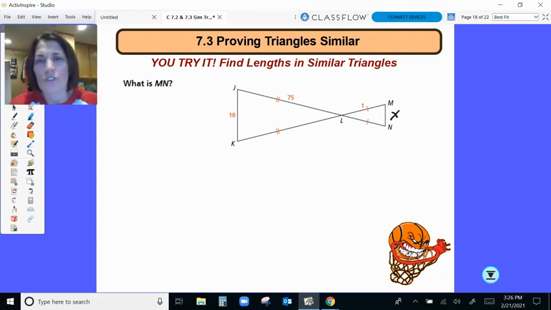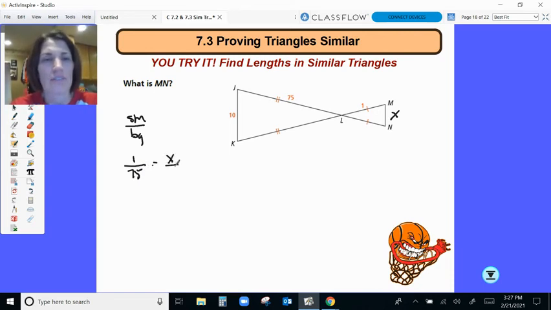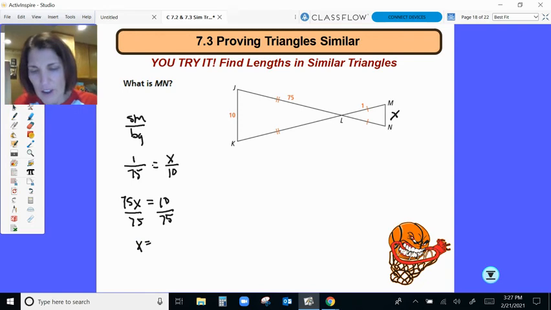Okay, so we know that these two triangles are isosceles, so it doesn't really matter how we set them up as long as you go big to small or small to big. Again, I'm going to go small to big. I just like that way. And so I'm going to say 1 over 75 equals, I'm going to go X over 10. Okay, so 75 times X equals 10 divided by 75. So X equals, what is 10 divided by 75, is a small number, 0.13. It's a little guy.